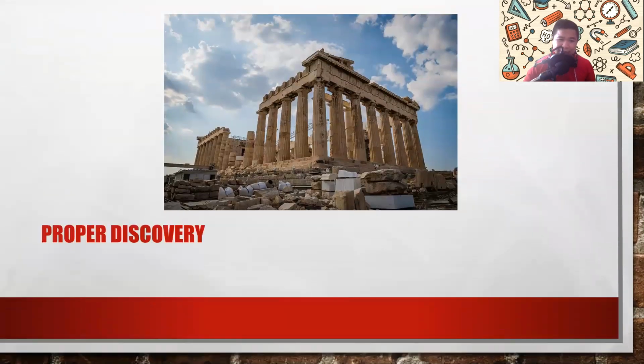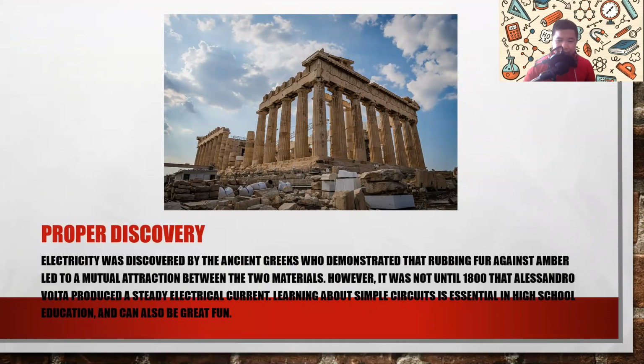Next fun fact. Proper discovery. Electricity was discovered by the ancient Greeks, who demonstrated that rubbing fur against amber led to a mutual attraction between the two materials. However, it was not until the 18th century that Alessandro Volta produced a steady electrical current. Learning about simple circuits is essential in high school education and can also be great fun.